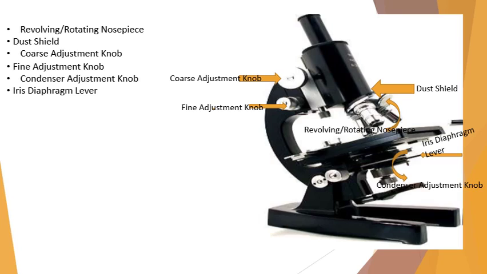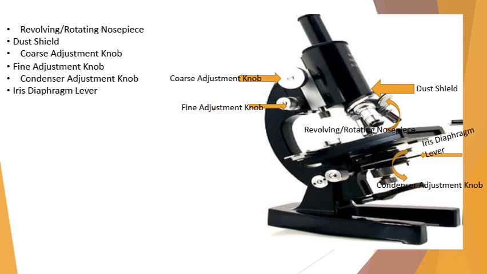After this we have a condenser adjustment knob. Actually it condenses the light, so we can use light as we require. The next is the iris diaphragm lever. One thing more, it elevates and lowers the condenser to regulate the intensity of light.